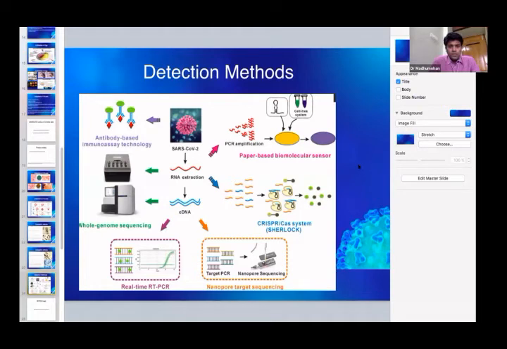And the next one is nanopore sequencing. If they want to know the complete sequence, because this is a 30 kb virus, it's very small for NGS. So people are also using the NGS method to detect the virus.